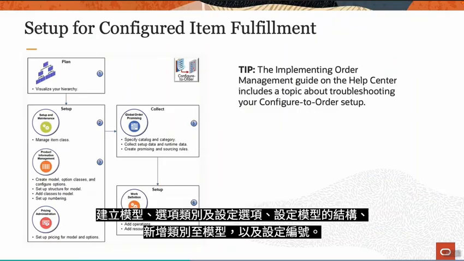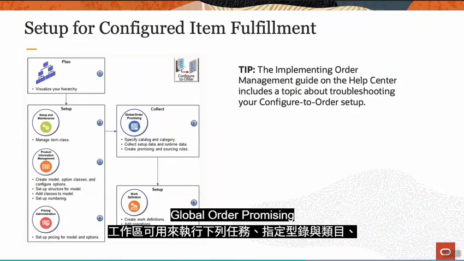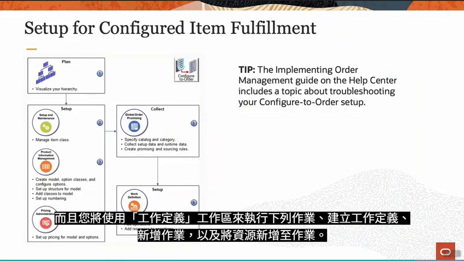The global order promising work area is used to do the following tasks: specify catalog and category, collect setup data and runtime data, and create promising and sourcing rules. And you'll use the work definition work area to do the following: create work definitions and add resources to the operations. Our next build-on topic will discuss setting up generation of a configured item. Let's continue.